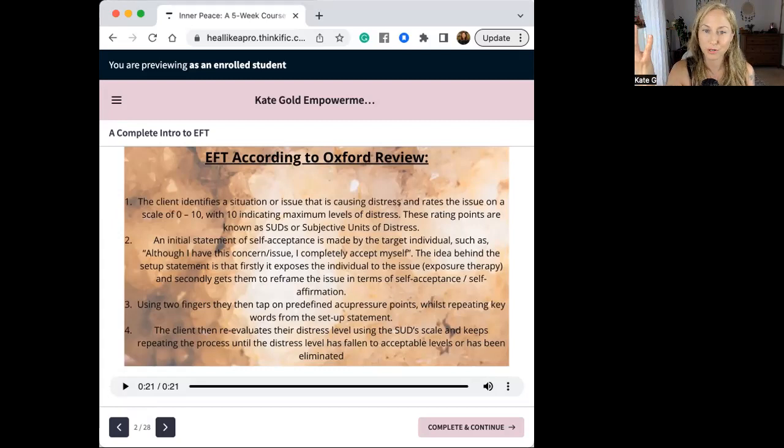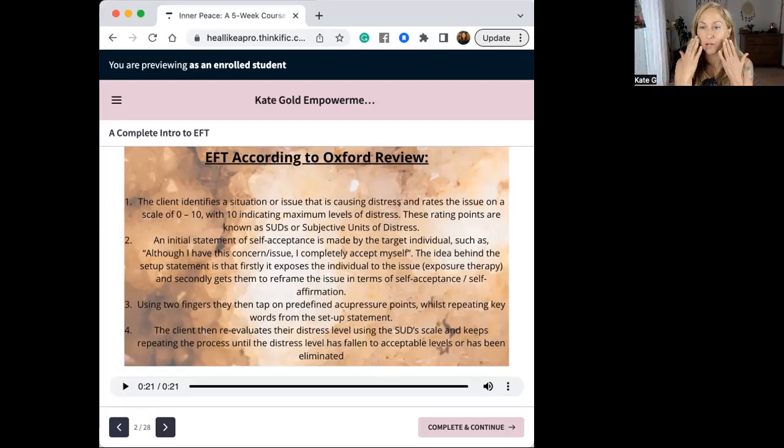So, another thing that's universal with EFT is that an initial statement of self acceptance is made by the individual, such as, although I have this concern or issue, I completely accept myself, or it's going to be okay, or I love myself. The idea behind this setup statement is that it first exposes the individual to the issue, and then it gives them a reframe of the issue in terms of self acceptance and self affirmation. It's really good to bring that to the very forefront of the session because it just sets you up for looking at something really painful, but putting it into a perspective that's going to be safe, supportive, and ultimately very healing.